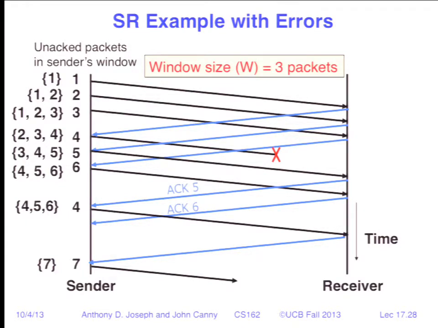Yes? So in the previous Go-Back-N example, we kept the packets that we sent from when we got them earlier, and the protocol just says resend 4, 5, and 6. That's correct.